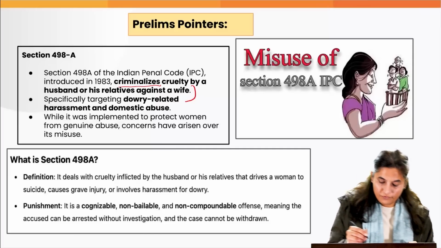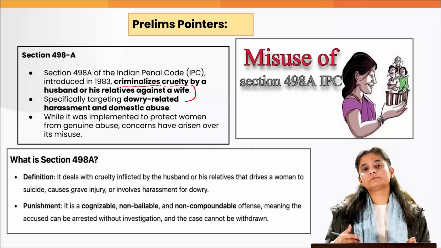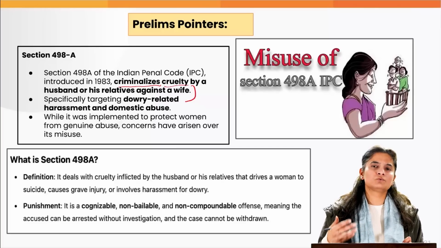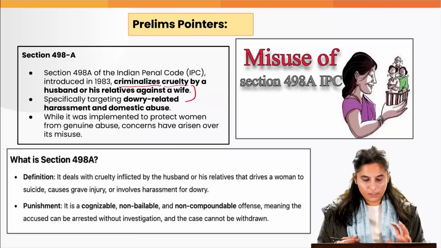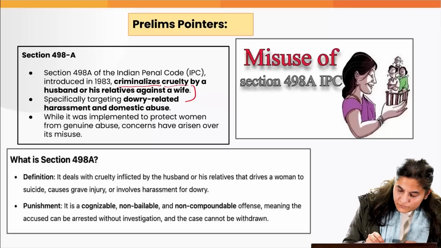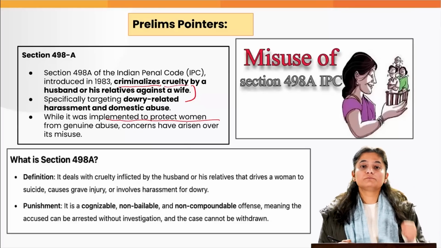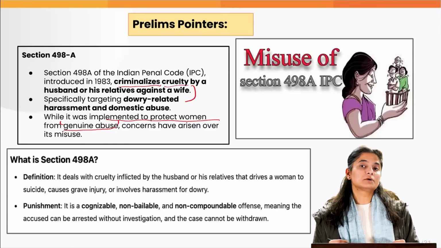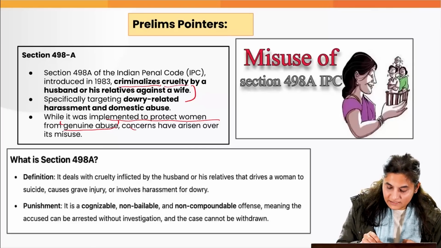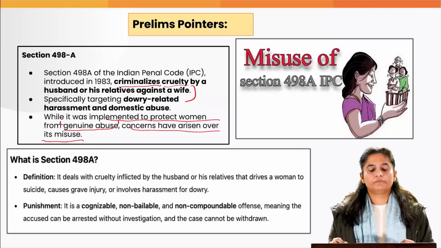which we actually brought in from the perspective of saving wives, where in rural, remote and unaware regions they are going through cruelty by their husband. Having said that, it was implemented to protect women from genuine abuse. Remember it, the key word is genuine abuse, but there are many cases where concerns have arisen over its misuse.